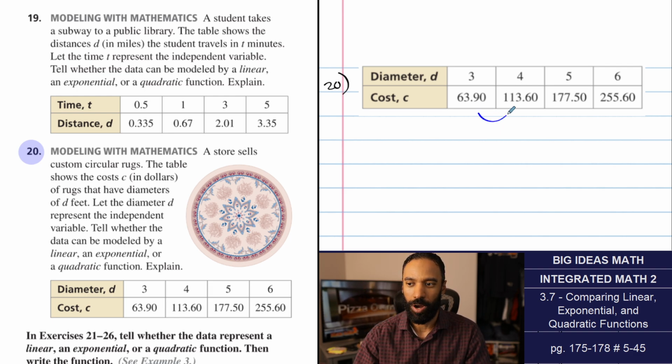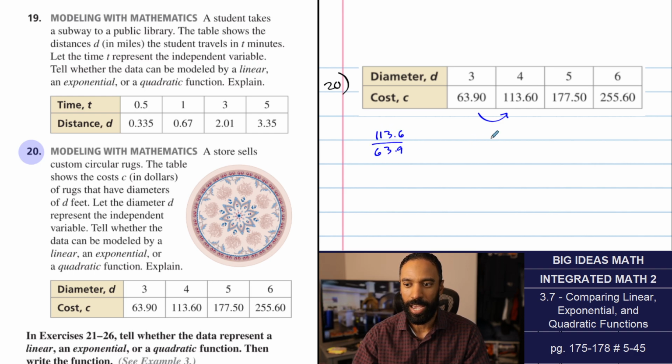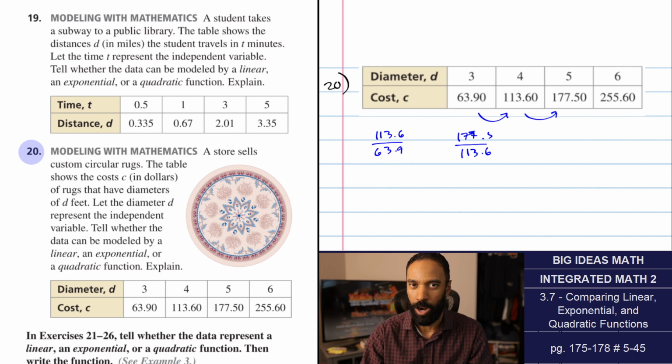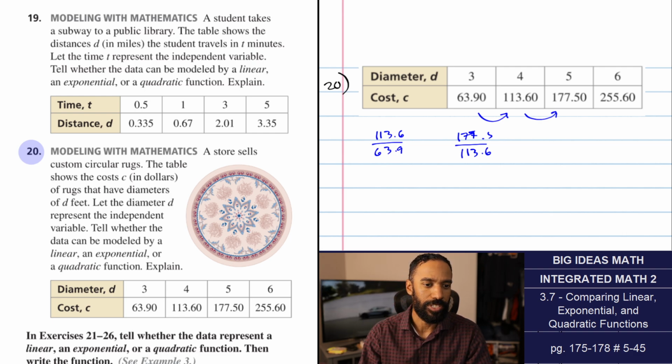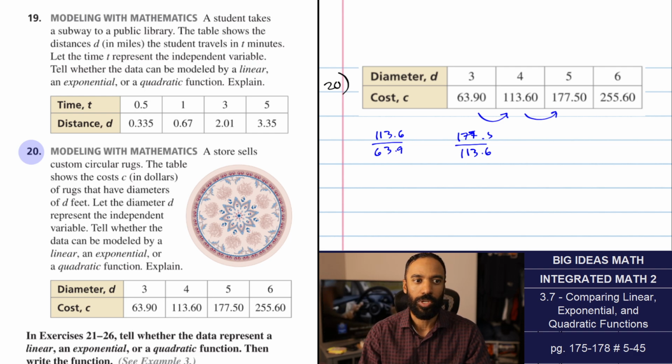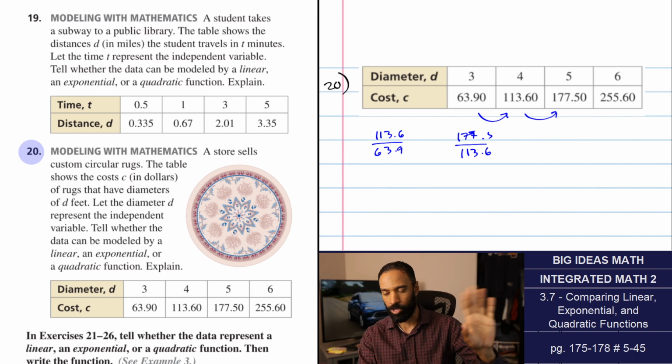I'm going to check and see if we are multiplying by the same thing here. What is 113.6 divided by 63.9? What is 177.5 divided by 113.6? I want to check those two first and see if they're the same. If they are, I'm going to assume exponential. If not, I'm just going to assume quadratic and move from there. So 113.6 divided by 63.9 is a 1.7 repeating number. I'm just going to leave it at that.